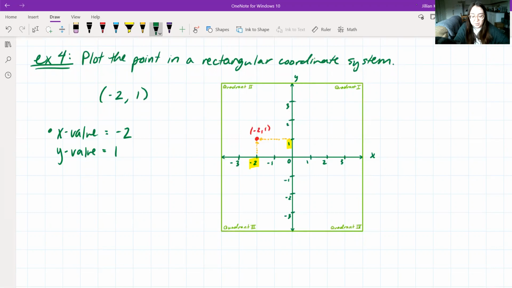Let's just do one more. So let's say now instead, let's do 3 and -1.